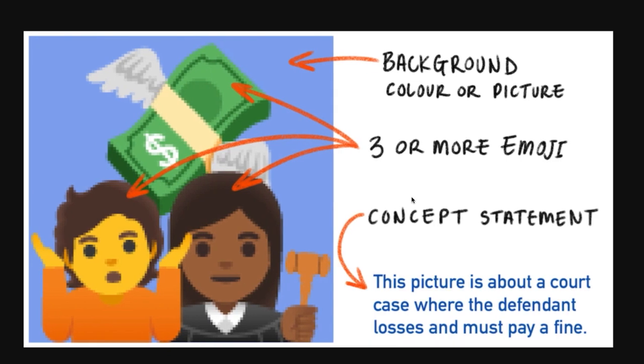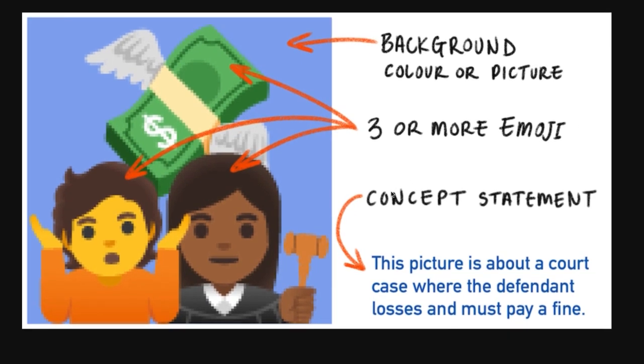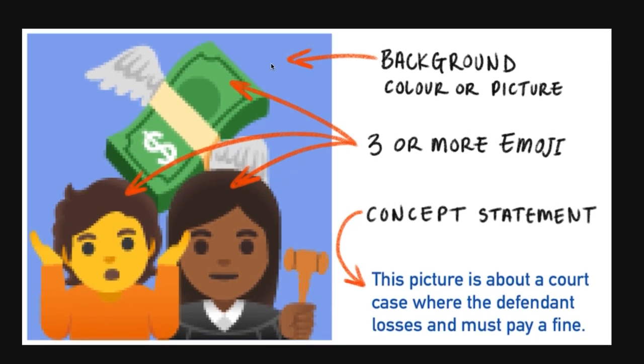Looking at the actual assignment, we have the breakdown here. So you need just a few things. Number one, you need a background color or picture. Could be an emoji that you stick in the background. You need 3 or more emoji of different types, and then a concept statement.